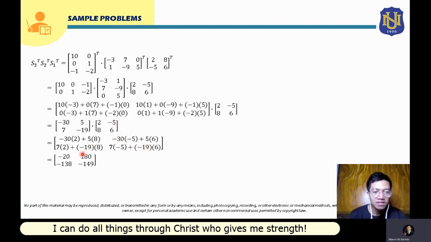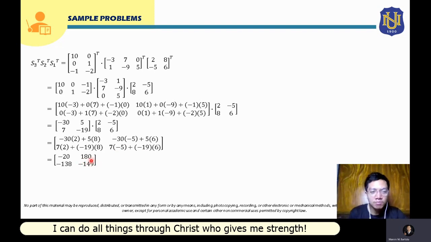So simplifying this, negative 30 times 2 plus 5 times 8 will be negative 20. And we have here negative 30 times negative 5 plus 5 times 6, that will be 180. And then 7 times 2 plus negative 19 times 8, that will be negative 138. And then we have here 7 times negative 5 plus negative 19 times 6, that will be negative 149.